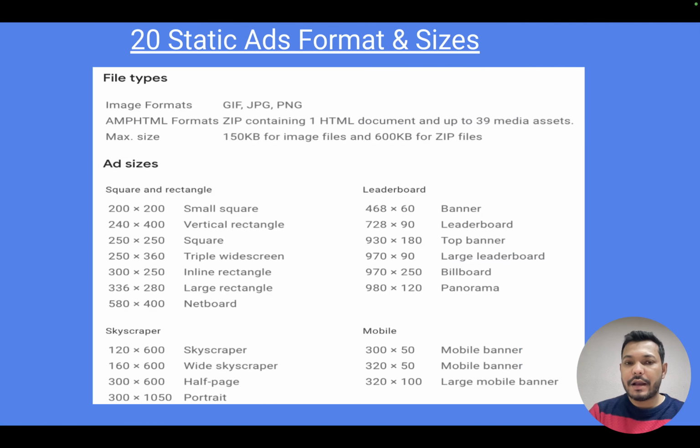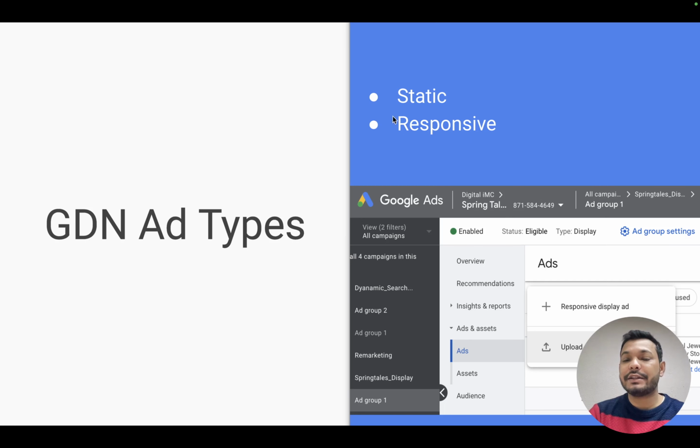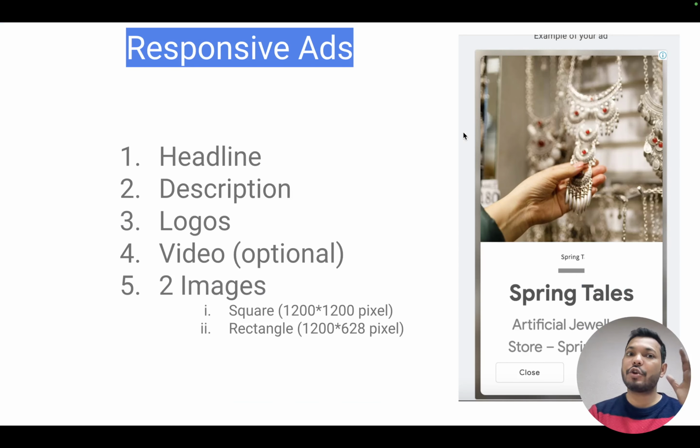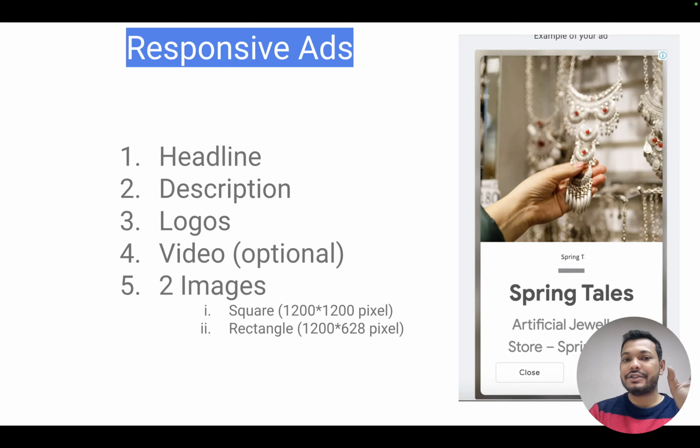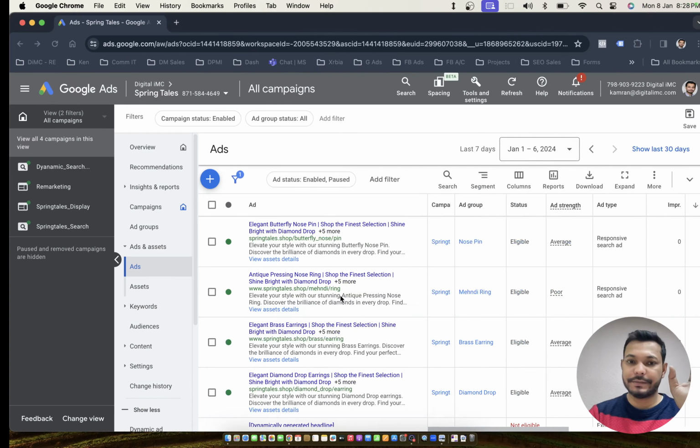Now, let's talk about getting into another kind of ad copy, which is a responsive ad. So now let's talk about how we create the responsive ad. Before we get into it, there are 5 parts of a responsive ad, which starts with headline, description, logo, videos, and 2 images. So in the case of responsive, instead of having 20 different creatives, we can just have the 2 images of the product. Let's do it.